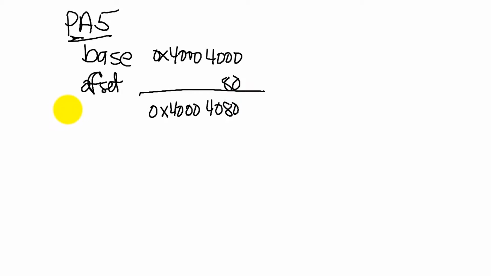And if I make a definition with that address, like our port addresses, we go #define, and then I'm going to give it a name. In this case, I'm going to just call it PA5. I could call it anything I want.